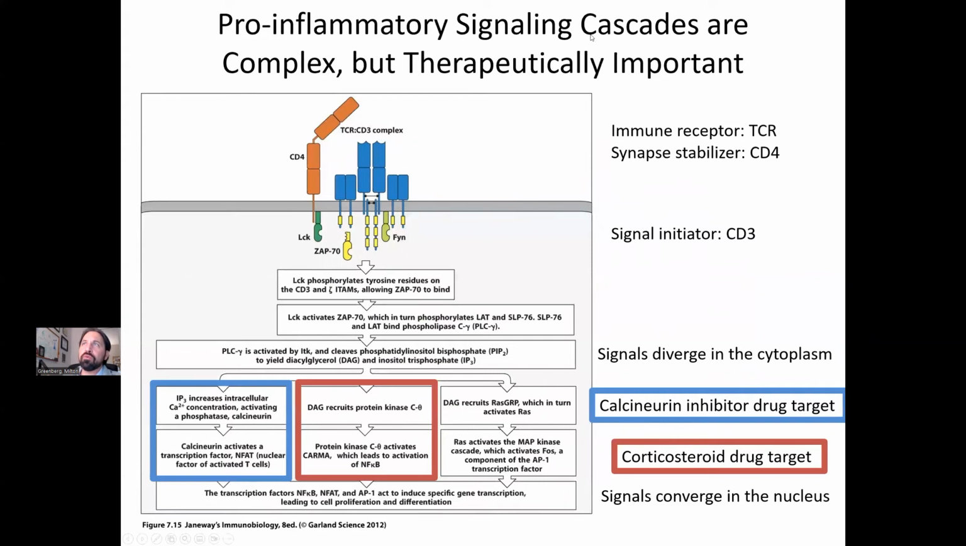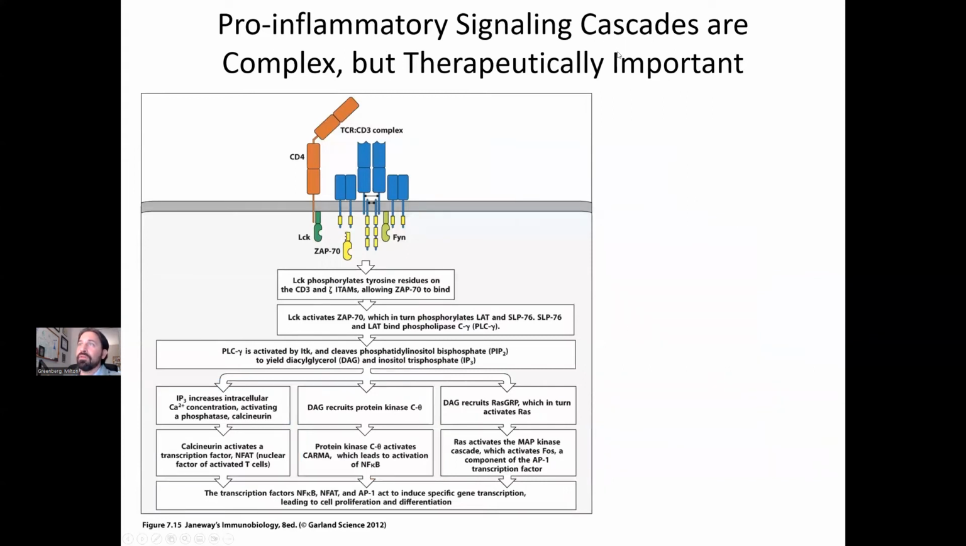So pro-inflammatory signaling cascades are complex, but therapeutically important. So when we have this T cell receptor complex binding to MHC class 2, an antigen presented in the context of MHC class 2, so many things are happening. Oh my gosh, this is such a complicated slide. We don't have to understand all of this, but understand that what's happening is that we're getting activation, and we're turning on a variety of different things.